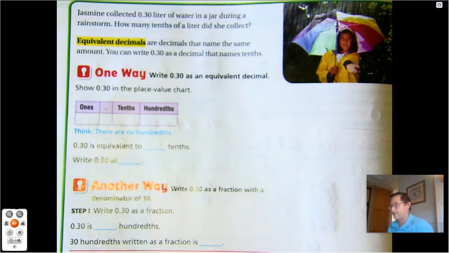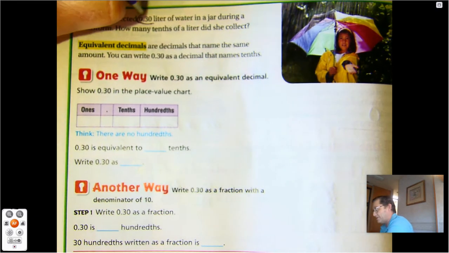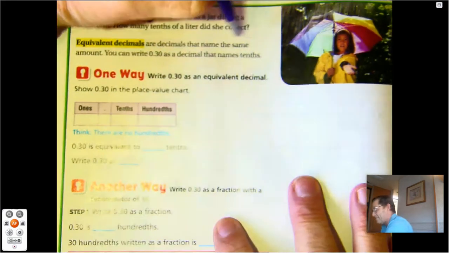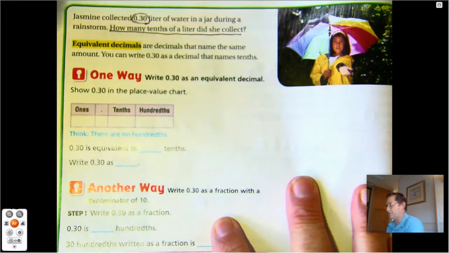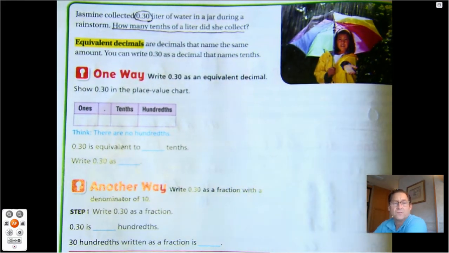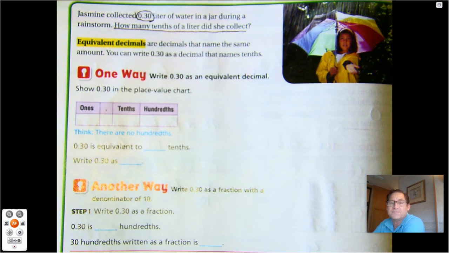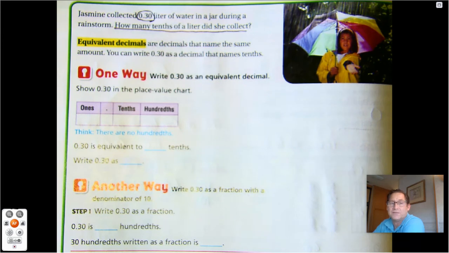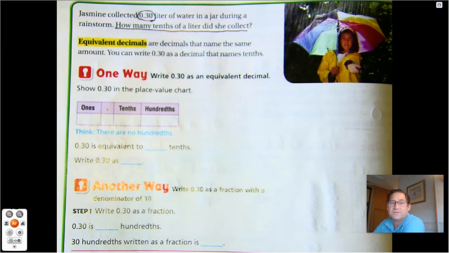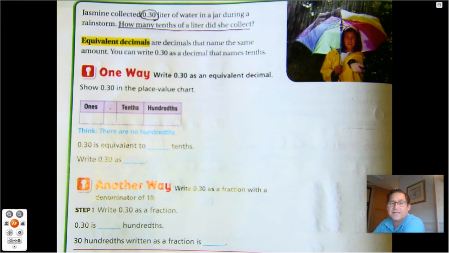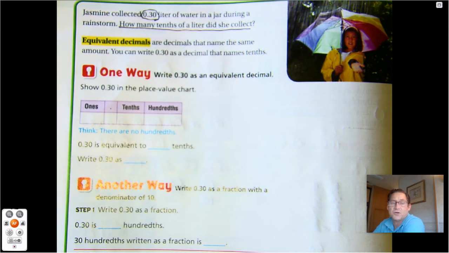Jasmine collected 30 hundredths liter of water in a jar during a rainstorm. How many tenths of a liter did she collect? And so we're introduced to a new term here, equivalent decimals, which are decimals that name the same amount. You can write 30 hundredths as a decimal that names tenths. So write 30 hundredths as an equivalent decimal and show 30 hundredths in the place value chart.